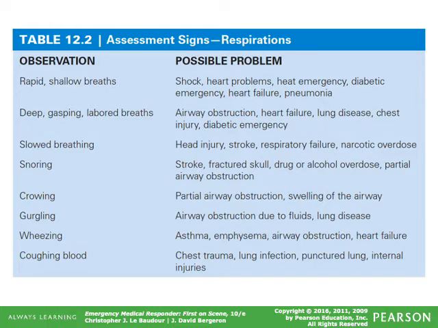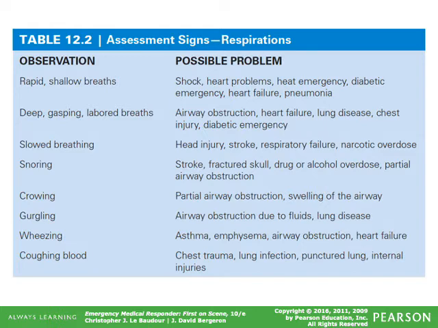Deep gasping or labored breathing can be an airway obstruction, heart failure, lung disease, chest injury, or a diabetic emergency. Slowed breathing can occur from a head injury, stroke, respiratory failure, or narcotics overdose. Snoring can occur simply from your tongue partially obstructing your airway for no particular reason. It could also occur from a stroke, fractured skull, drug or alcohol overdose, and it does always indicate a partial airway obstruction.